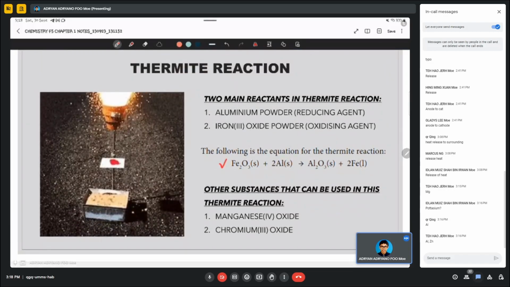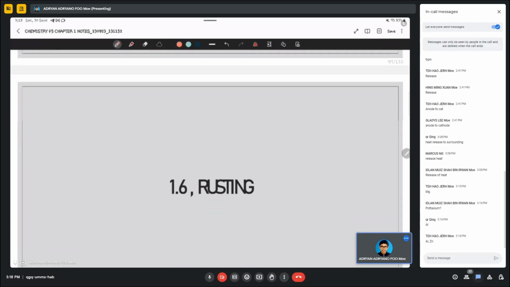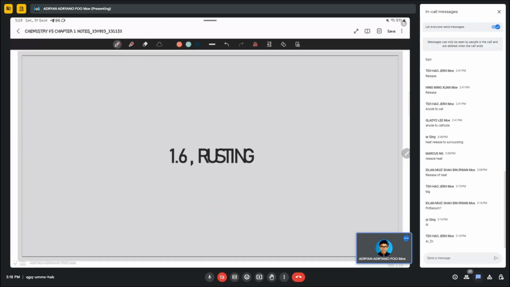Okay, so the other substances that can be used are manganese(IV) oxide or chromium(III) oxide. This one is in your textbook lah. Okay, so next week we will go through rusting. Because rusting is asked very often, I will explain it very carefully, which is our last topic, rusting.